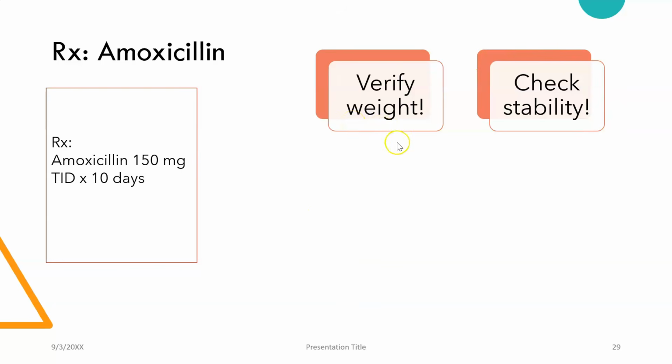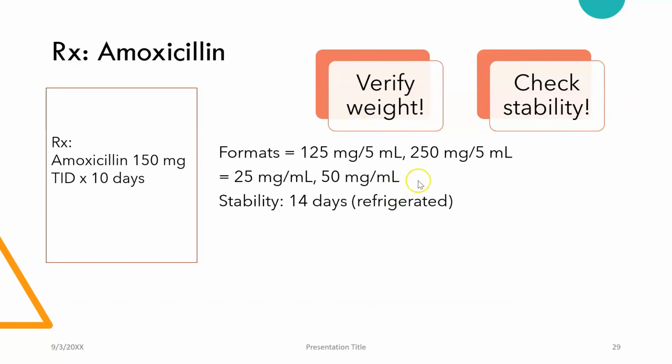So we're going to look at this a bit more in detail. If we look at the formats available to us, we have the 125 milligram per 5 ml format as well as the 250 milligram per 5 ml format. If we simplify these, that's what we get here. And it's written on the bottle that the stability is 14 days when refrigerated. And this is perfect because we know that we're going to be using the antibiotic only for 10 days.